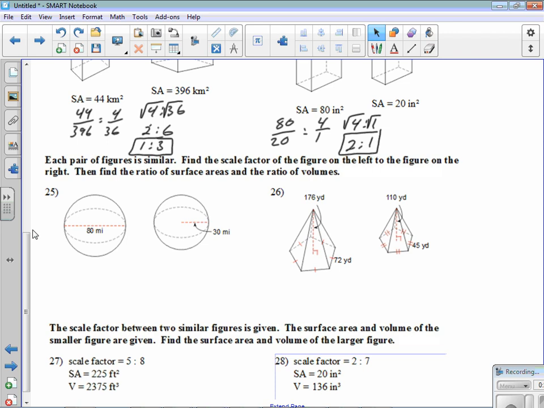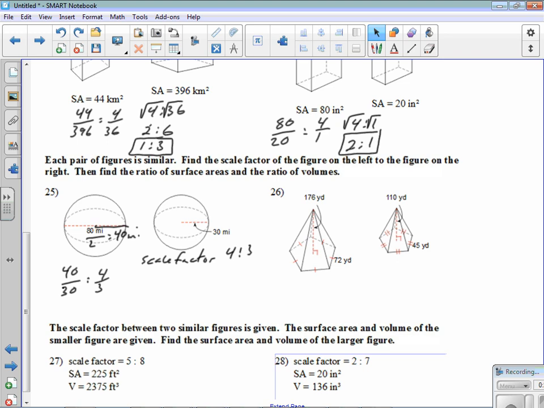So first off, 80 is the diameter, and they gave us the radius on the other one, so divide that by 2 to give us 40 miles for the radius. So we're looking at 40 over 30. Both of those divide by 10 to give us 4/3. So scale factor is going to be 4 to 3.